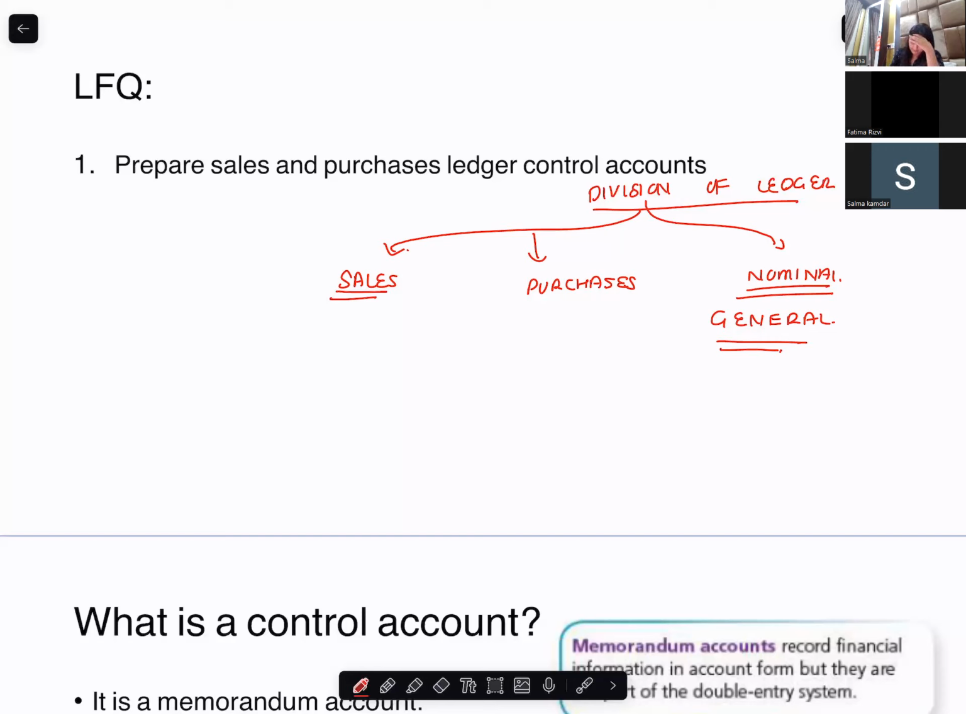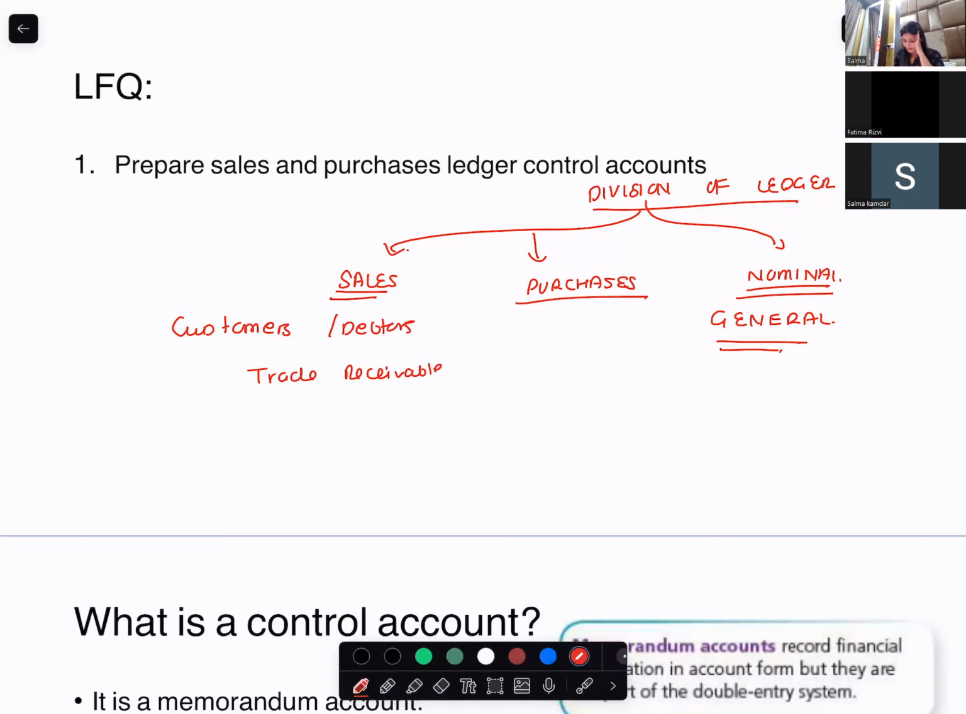In sales ledger, what account do we keep? The trade receivable account, customer's account. It is called the customer's account, debtor's account, or we say we keep the trade receivable account. Similarly, in purchases ledger, what account do we keep? Trade payables, supplier's account. We keep the trade payables account, suppliers account, or we could say the creditors account.